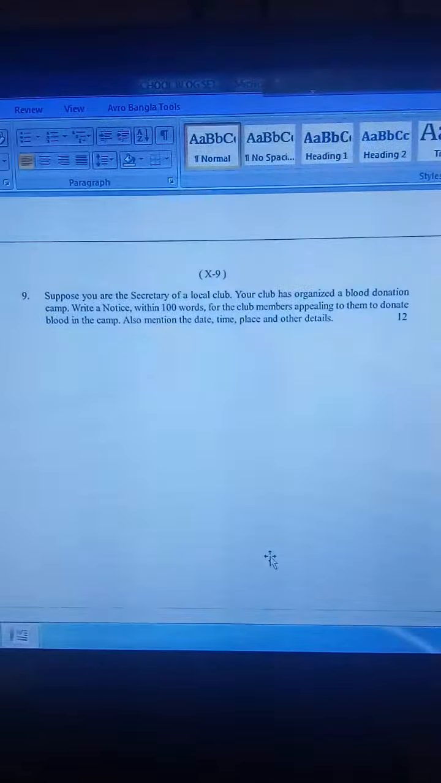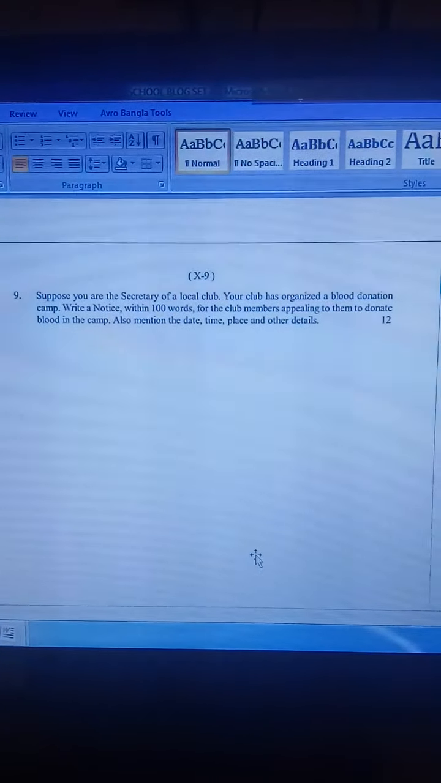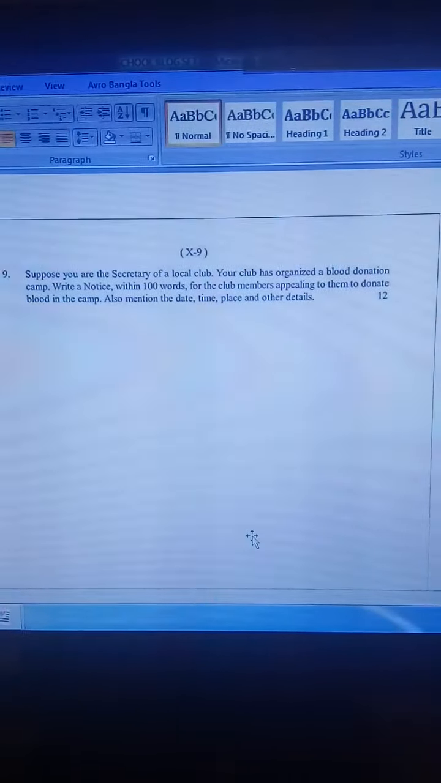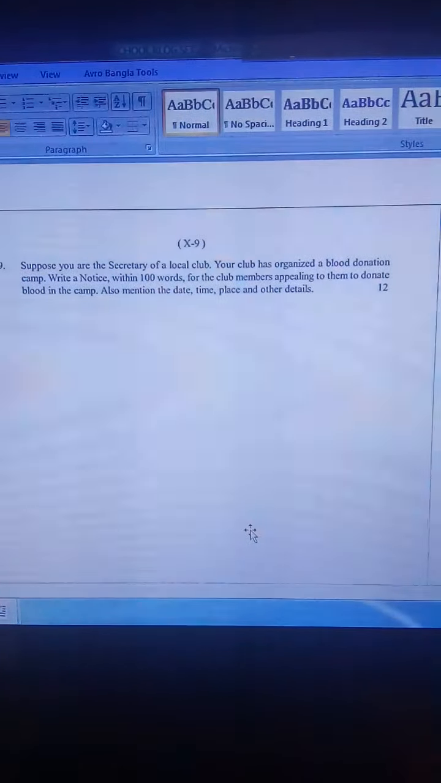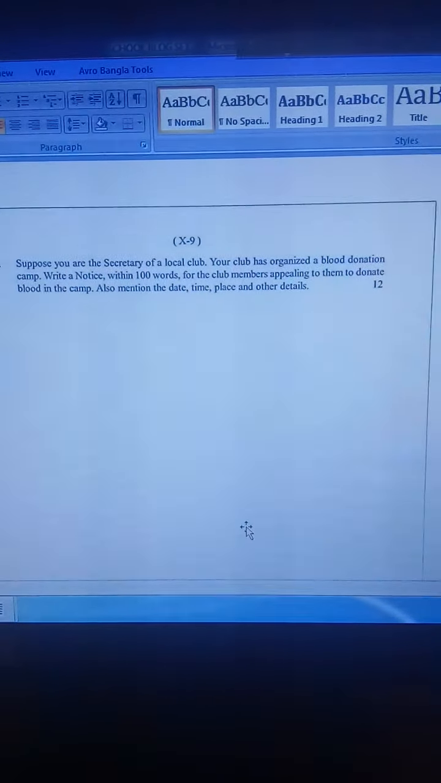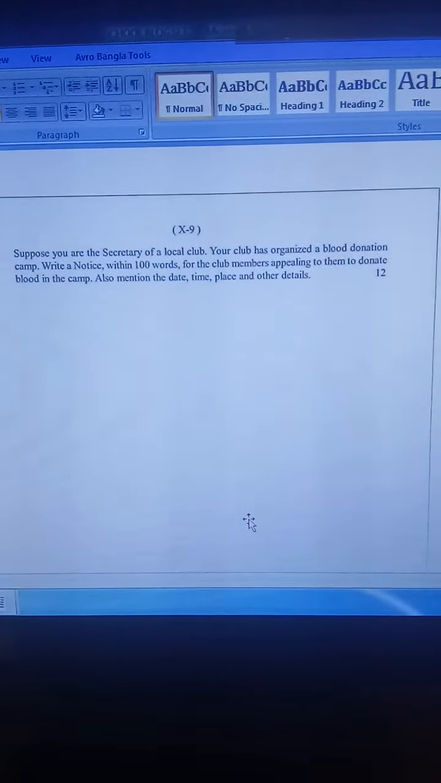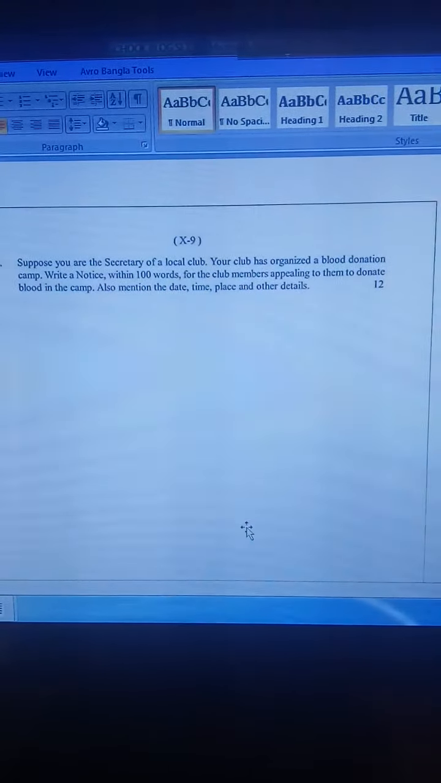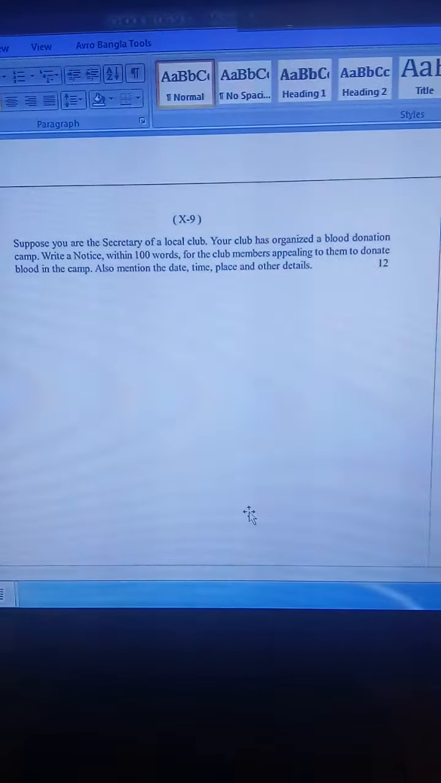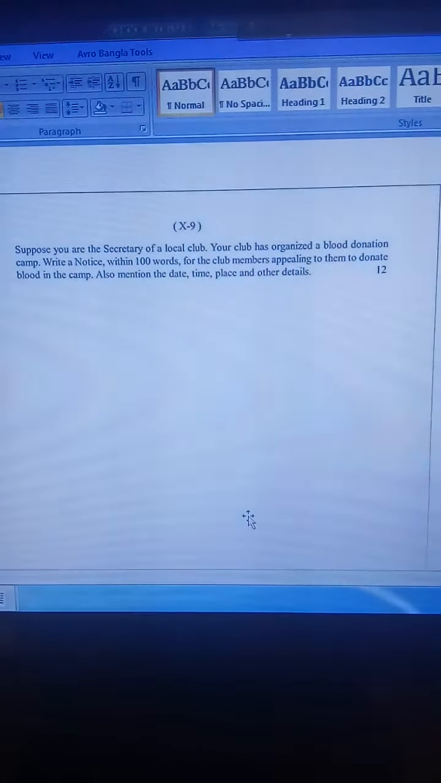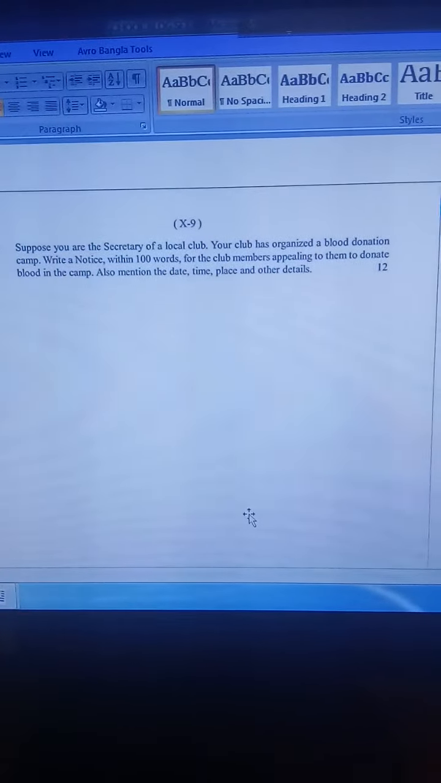So, it's a notice, a public notice, not a school notice. As the secretary of a local club, you have to write this notice. You have to issue this notice for the members only, because it has been mentioned in the question that it is for the club members, to participate in a blood donation camp. And you have to mention the date, time, venue of the camp and also some related relevant information.